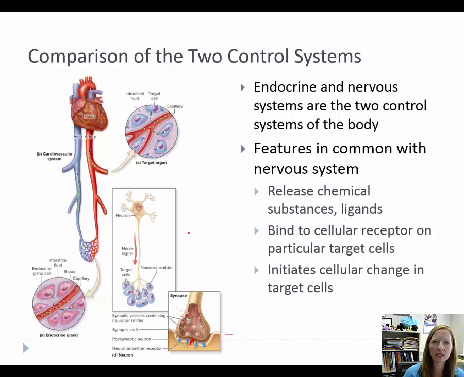Well, they both release something called ligands. Ligands is just a fancy term for a chemical substance. Of course, the ligands are different, right? For the endocrine system, it's hormones. For the nervous system, it's neurotransmitters. Those are chemical substances. Both hormones and neurotransmitters have to bind to a receptor on a particular target cell. And then once they bind, they are going to initiate some type of cellular change. So that's how they're common.